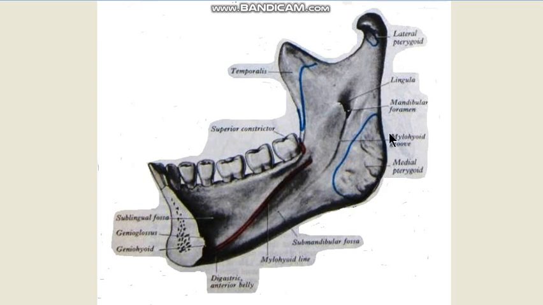And again along the posterior border of the ramus of the mandible you have the parotid gland. Now medial to the neck of the mandible over here you have the maxillary artery. Why?